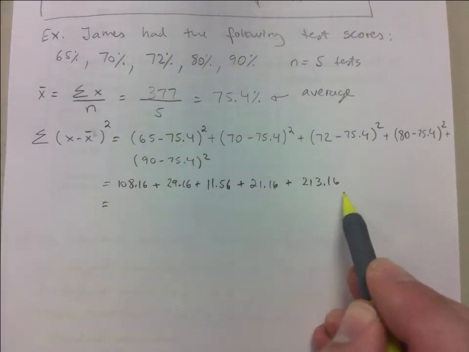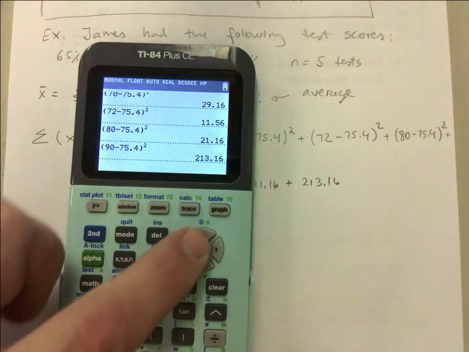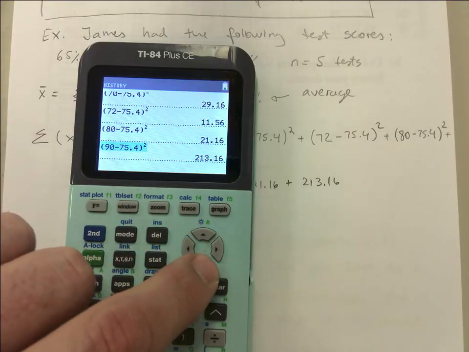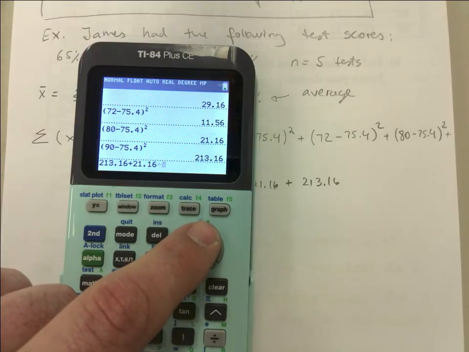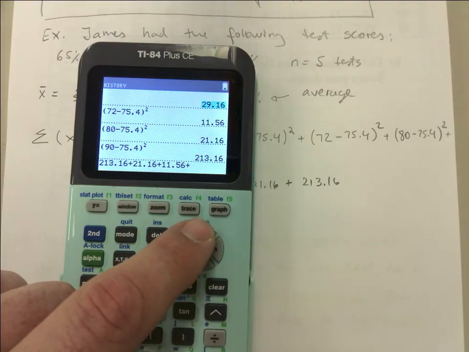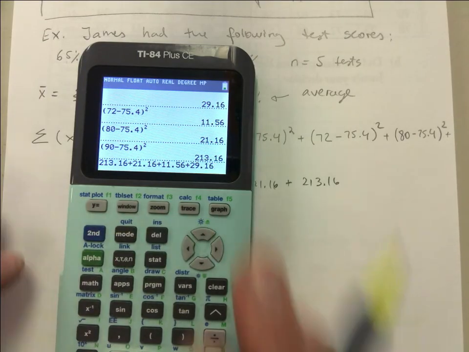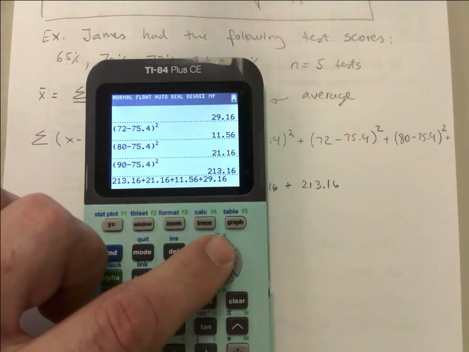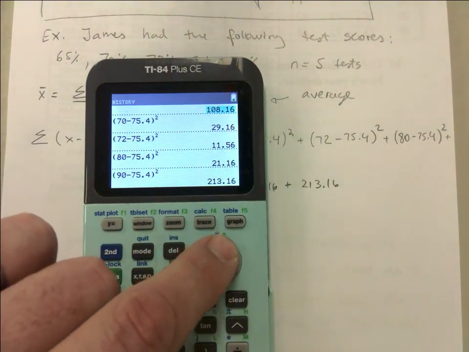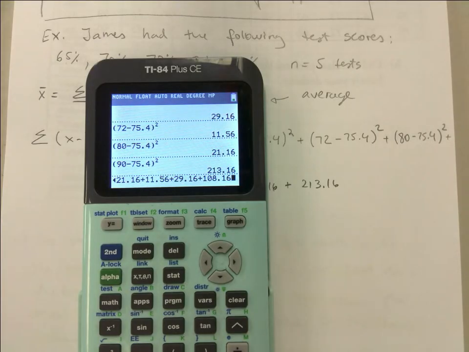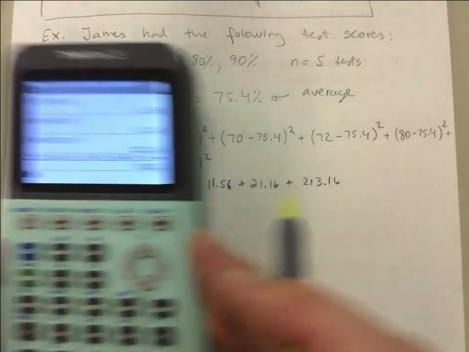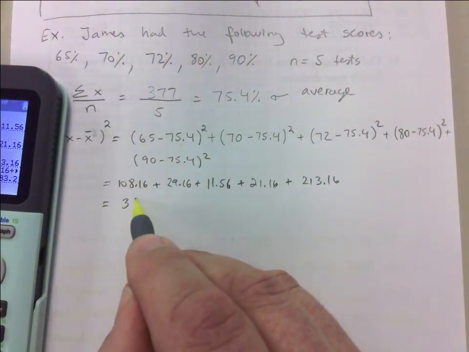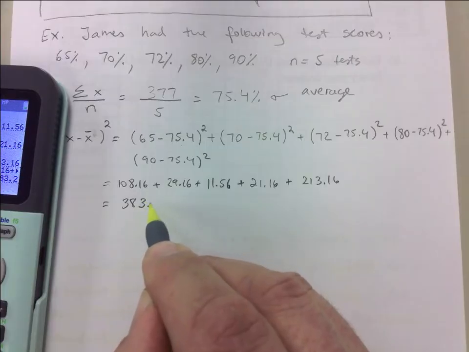Last step is to add all of this up. I use my calculator for that. I just go copy paste. So I'll paste this one, enter, plus, go up 2, enter, plus, go up 3. Plus, I'll go way up to the 108. So I just copy paste, right? That's the best way to do this. And then you get 383.2.